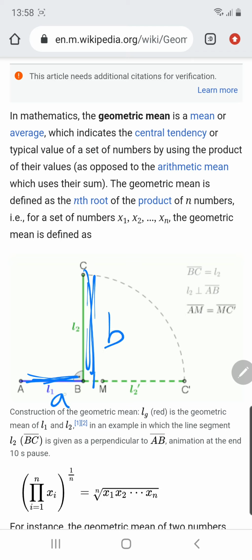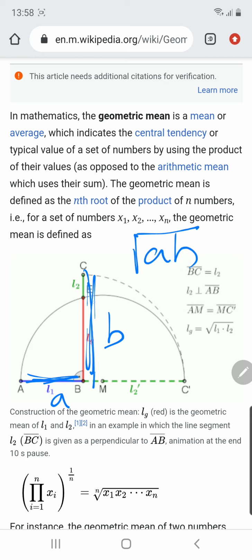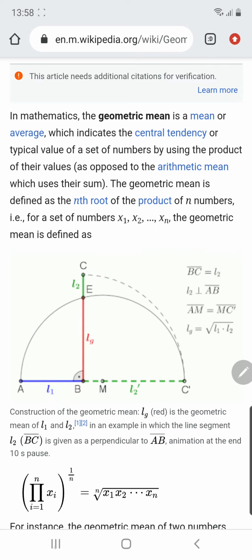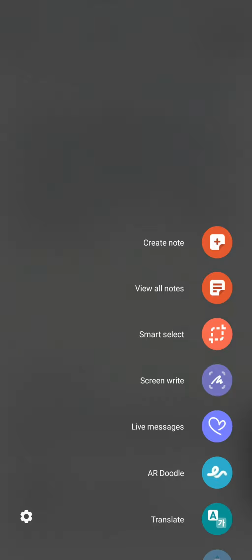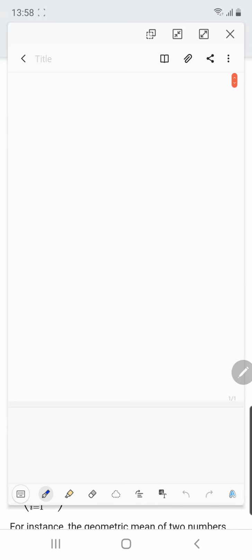This B, this is A. So the geometric mean that we find, hear me through this, it'll be fun, is square root of AB, that bit C here. And we will talk about this using geometric sequences. So in a geometric sequence, you have a number multiplied by a common ratio.